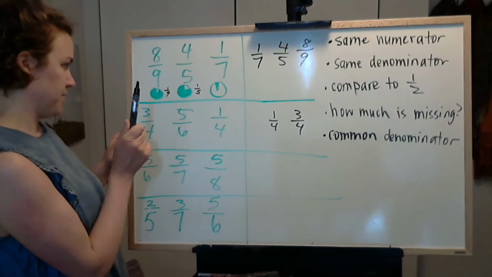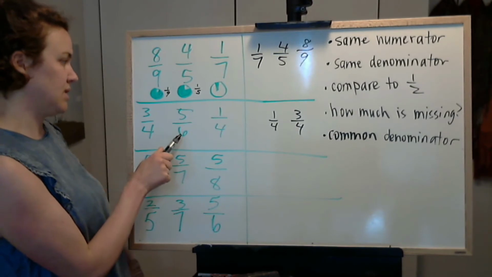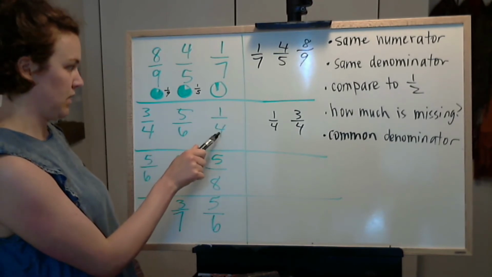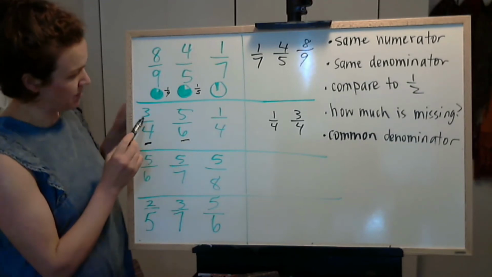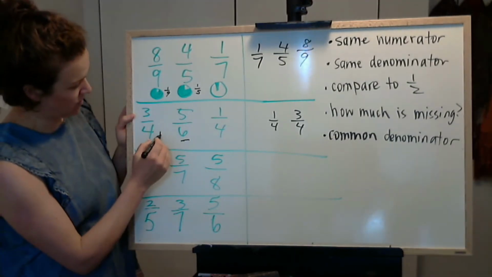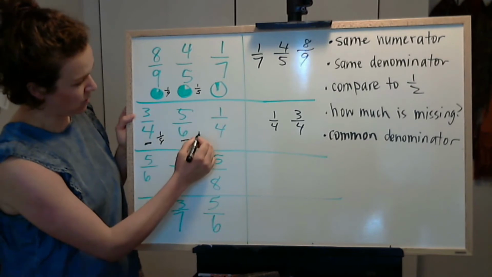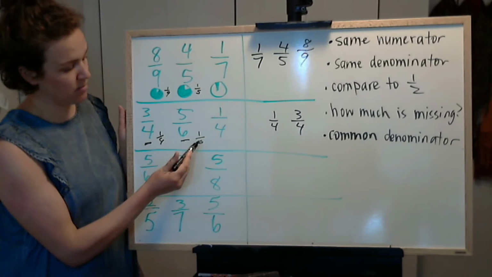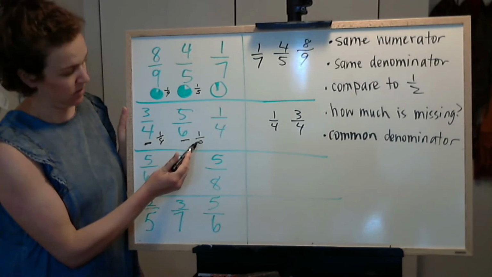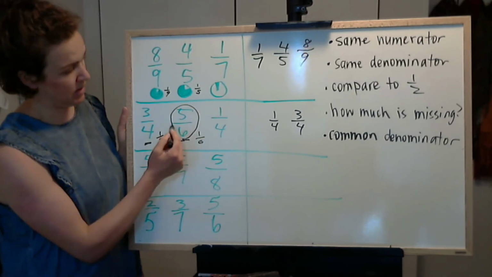Now, 5/6 is definitely bigger than 1/4. So I'm just going to compare these two now. And I'll use how much is missing. So here I'm missing 1/4. Here I'm missing 1/6. 1/6 is a smaller piece. So 5/6 is the biggest.